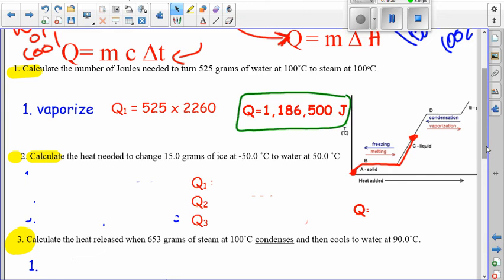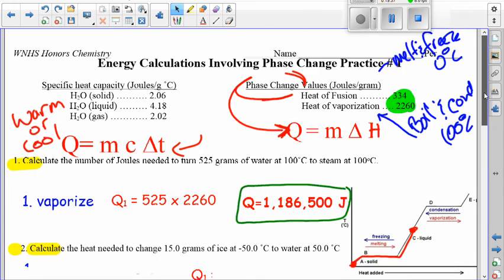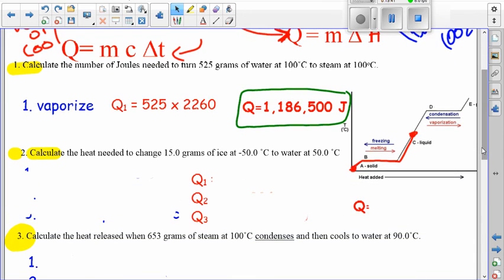So that is your energy calculations involving phase change practice. You will practice the rest of this period. I would do some practice over the weekend, like maybe on Saturday or Sunday, something like that. You got a nice long weekend, do a few problems. On Monday, you'll come in. We'll do a few more practice problems on a new worksheet. And then you guys are going to take your quiz the second half. Okay? All right, let's get cooking.